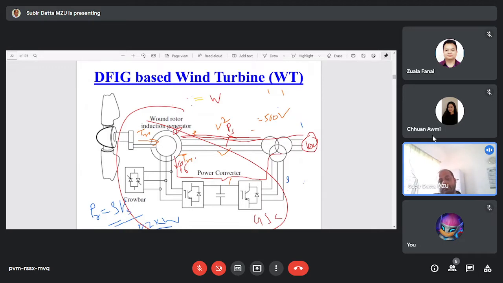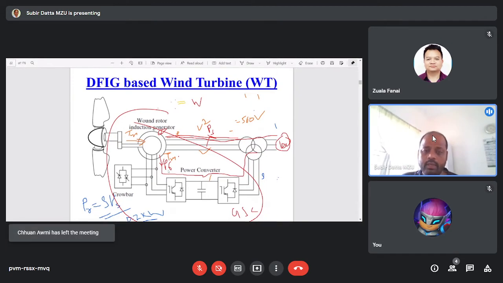In some books you may find it called the double output induction generator. Why is it double output? Because power is delivered to the load or to the grid from the stator, and also from the rotor winding, but the rotor windings are connected via the power electronics converter circuit.